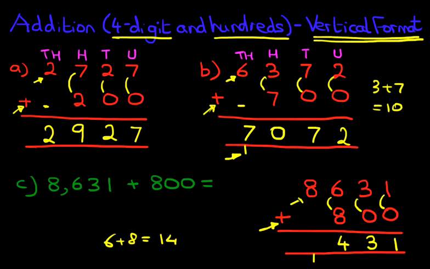And lastly, we're going to add the thousands. We've got 8 plus 0, but we have got 1 here. So 8 plus 1 is 9. So the question, 8,631 plus 800 is 9,431. That is our answer. And that is the addition of 4-digit numbers and hundreds in the vertical format.